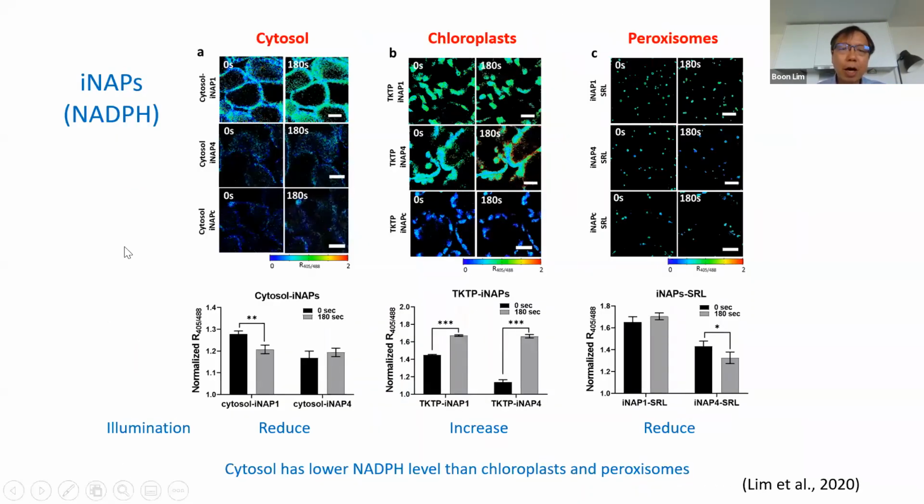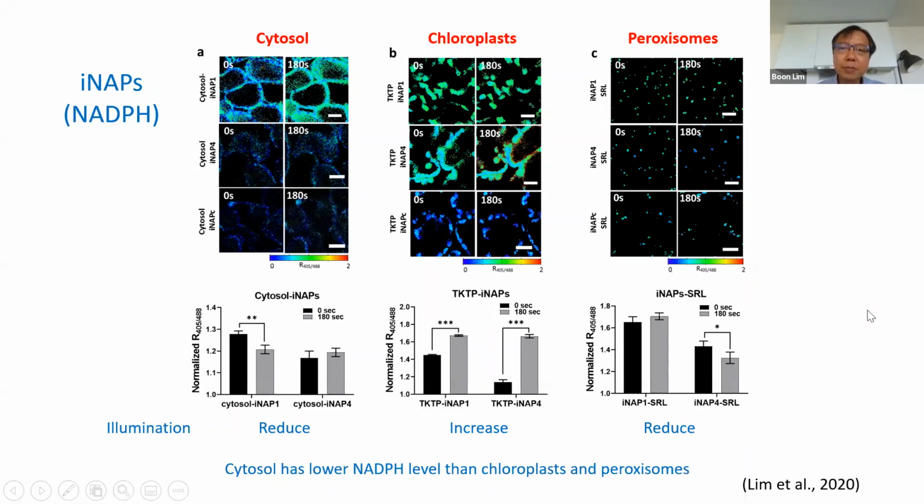Then we carried out illumination experiments, and we can see that in the cytosol, these are the NADPH sensors. In the cytosol, when there is light, it reduces. Okay, illumination reduces cytosolic NADPH and increases chloroplast NADPH. This is quite normal, but it reduces NADPH in the peroxisome. And based on the response of the high affinity and low affinity sensors, we also conclude that the cytosol has a lower NADPH level than chloroplasts and peroxisomes.